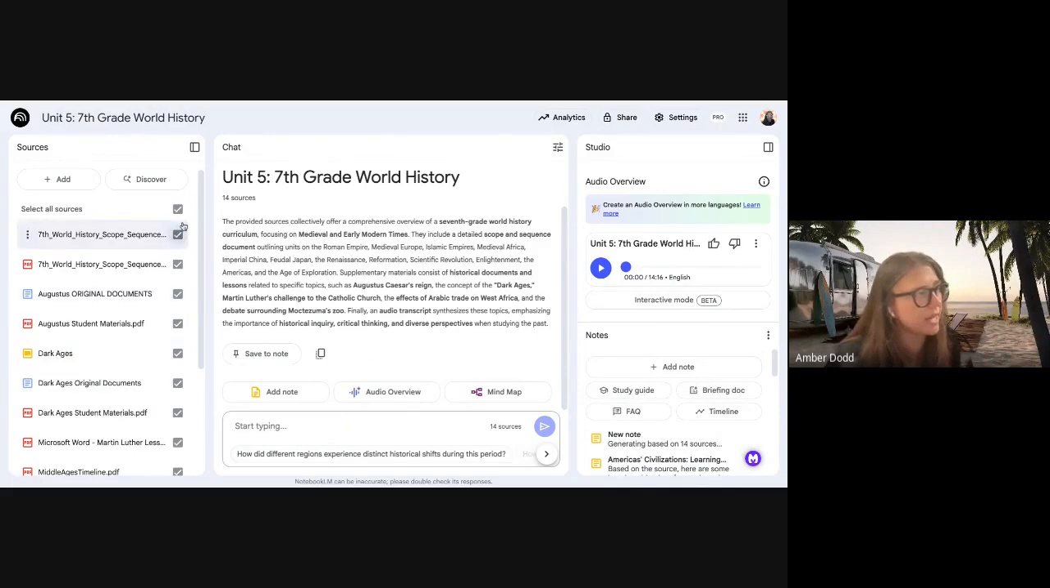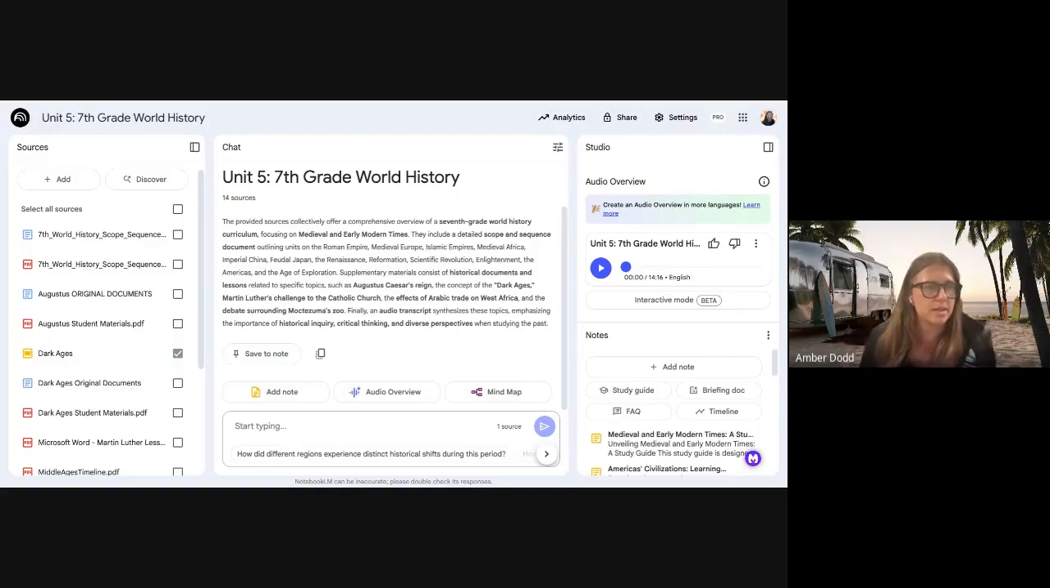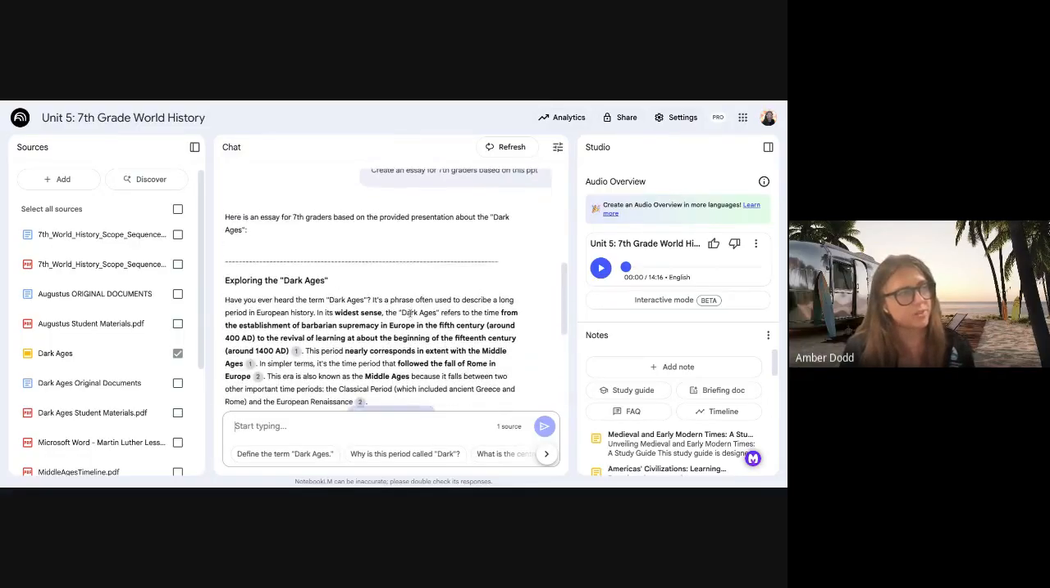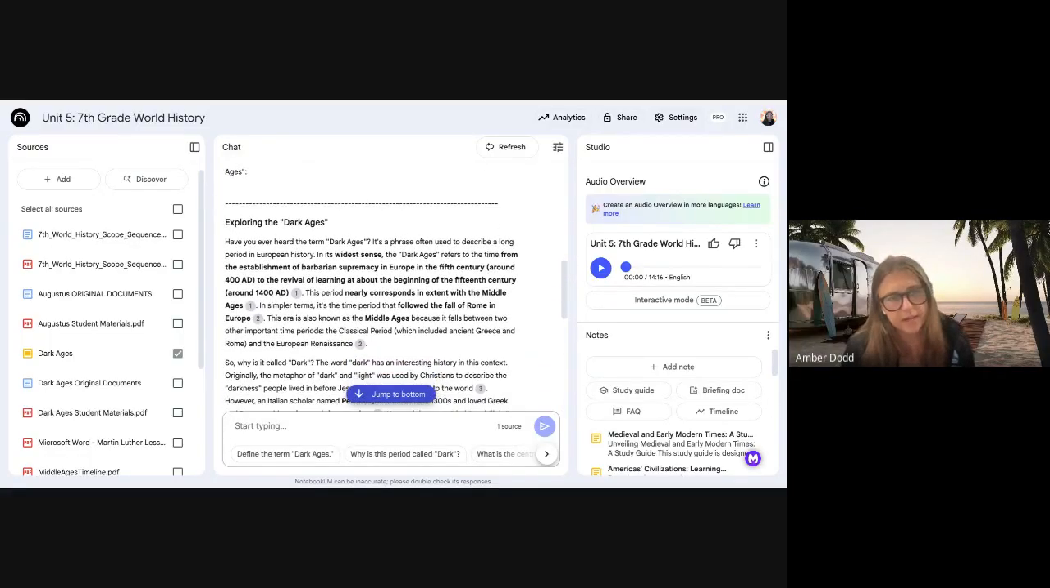While it's doing that, I can also select, maybe I don't need all of these sources. Maybe I just want to look at this presentation. So my students, as a teacher, I did direct instruction on the Dark Ages, but now I want to create an essay for 7th graders based on this PowerPoint. And so now I have an essay that I can give.